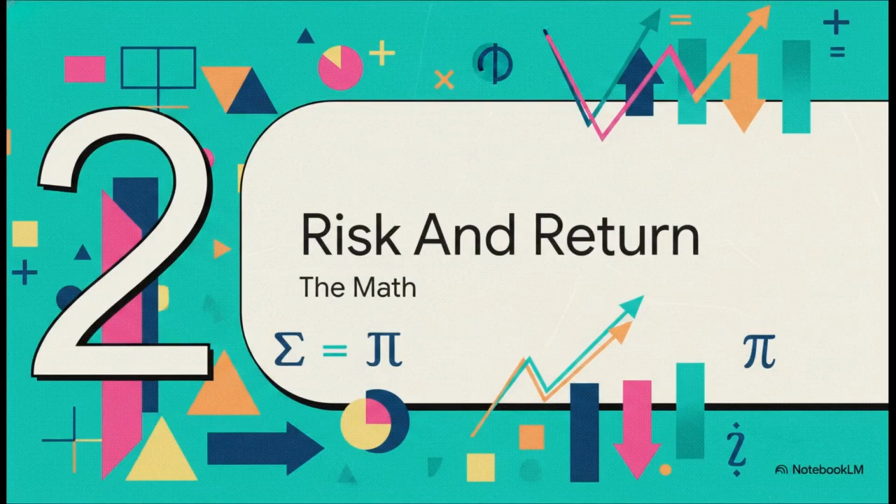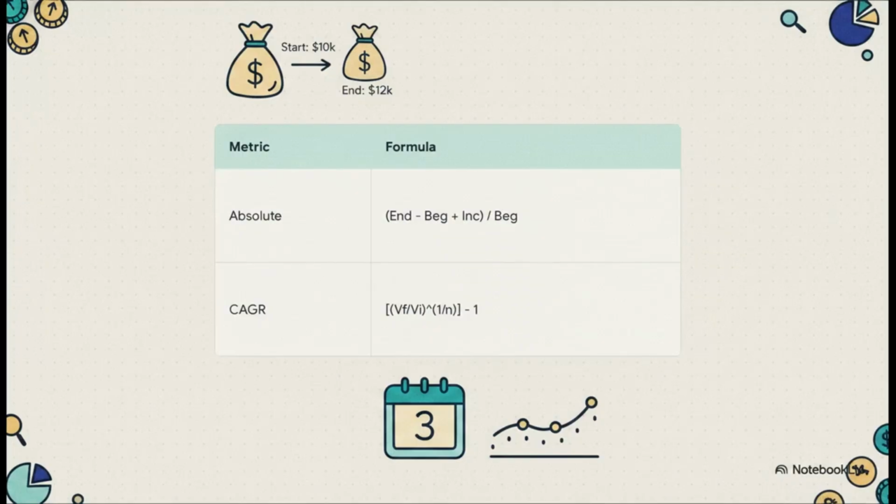Moving into Chapter 2, the math of risk and return. Now, what's really interesting about this slide is that this is exactly what separates the amateurs from the professionals. Beginners usually just look at absolute return. They say, hey, I put in 10 grand and I got 12 grand out. But that doesn't tell you how long it took, right?